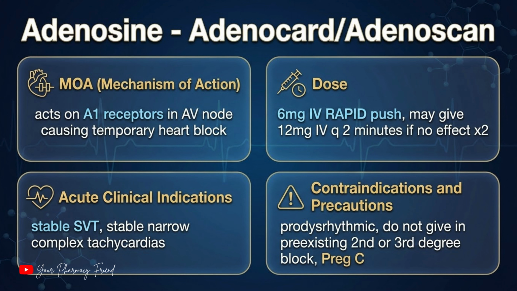Finally, regarding pregnancy safety, adenosine is classified as pregnancy category C, which means that risk cannot be ruled out, and the drug should be used only when the potential benefit justifies the potential risk to the fetus. Overall, due to its rapid onset and extremely short duration of action, adenosine is considered a first-line pharmacologic therapy for the acute termination of stable supraventricular tachycardia.